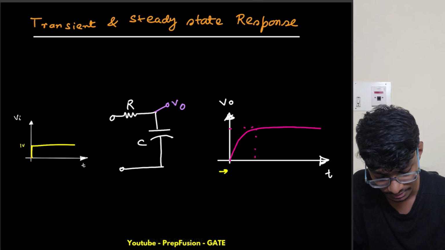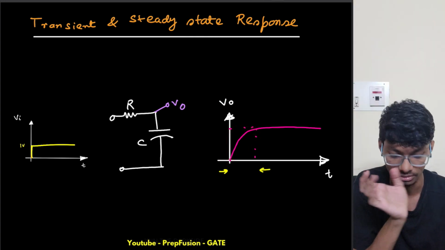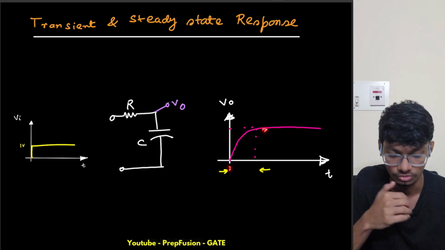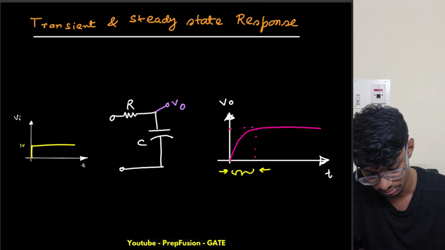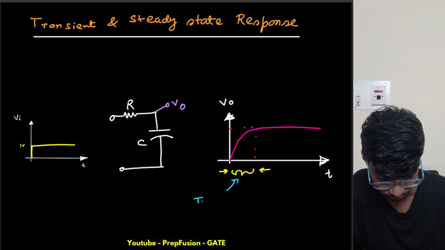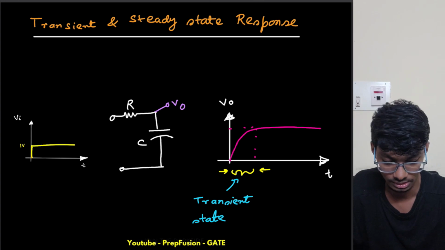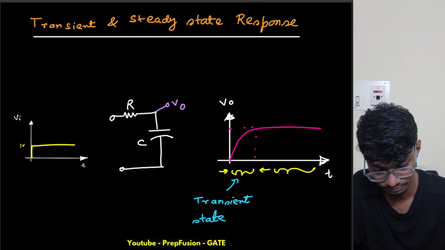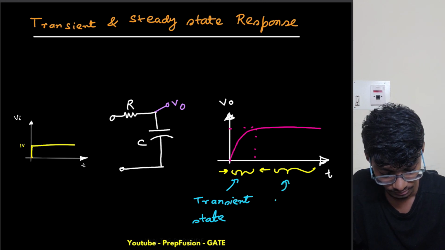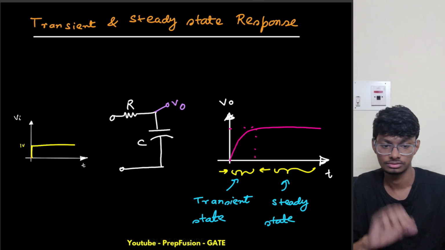This portion hasn't settled yet. This is the transient portion, because it is going from one steady state to another one. So this is known as the transient state, and this is known as the steady state.